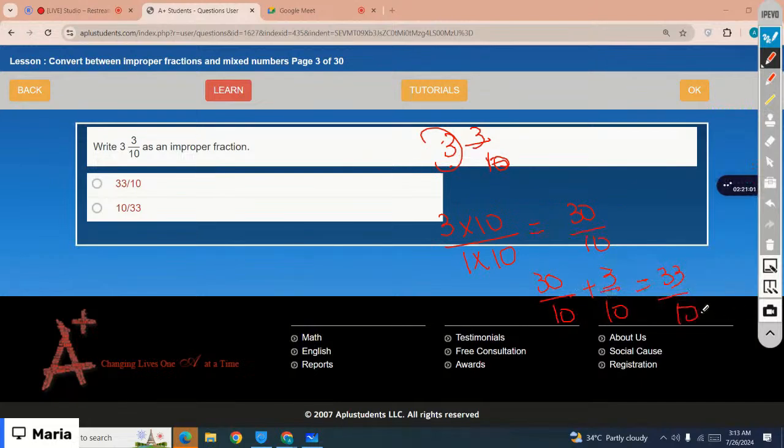What you need to understand here is that the denominator of the whole number is 1. Because you need to make the denominators the same, you need to multiply by 10. That is then 30 over 10. So 30 over 10 plus 3 over 10 is 33 over 10, which is the correct option. Very good. The correct option is option number 1.